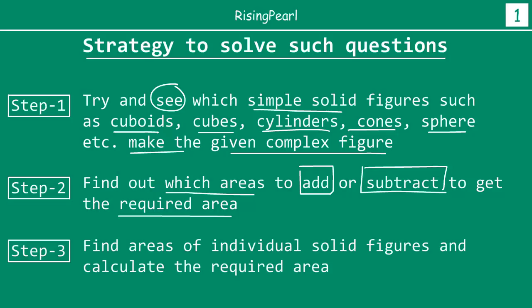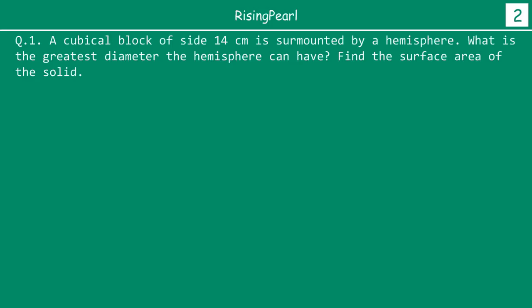And finally, the third and final step is that after we know which areas we have to add and subtract, we do the actual computing of those areas and then calculate the required area using step 2. So these are three simple steps that we will use almost always when we solve these types of questions. Now let's take a look at one question.